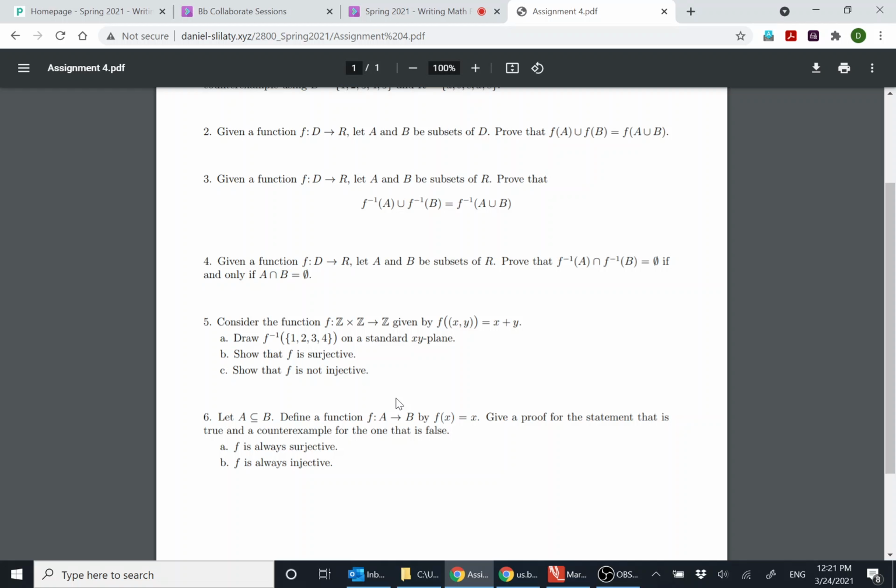I had a question about 5B. I understand how it is surjective, but I don't know how exactly to start showing it, to show something is surjective.